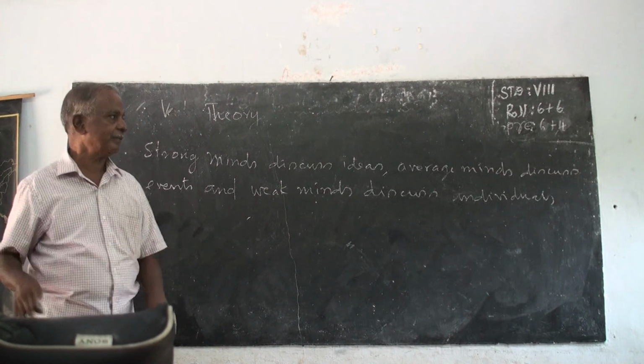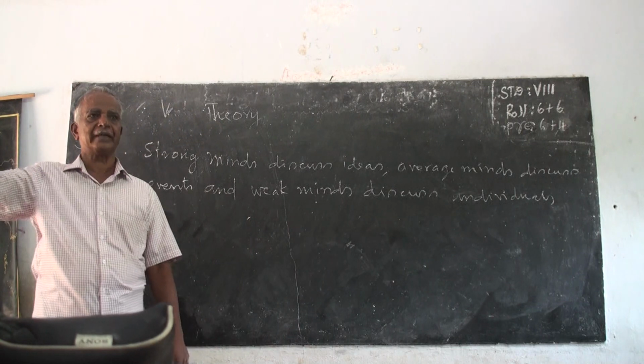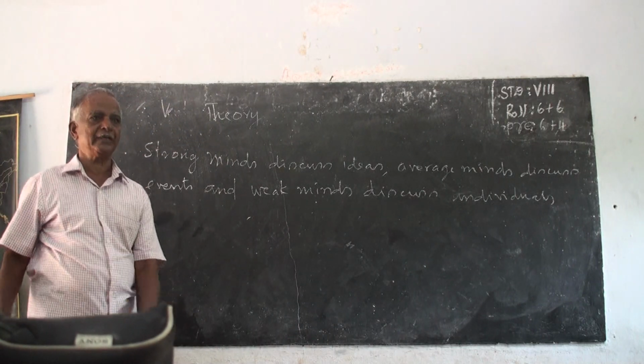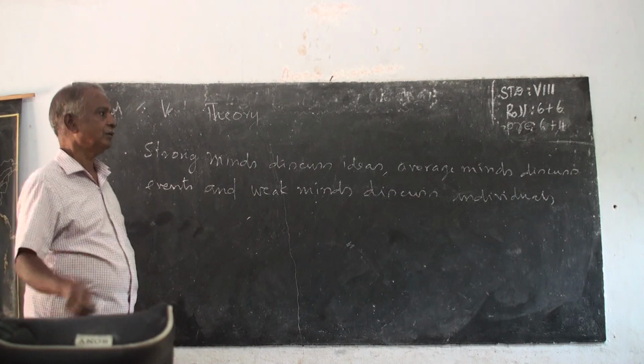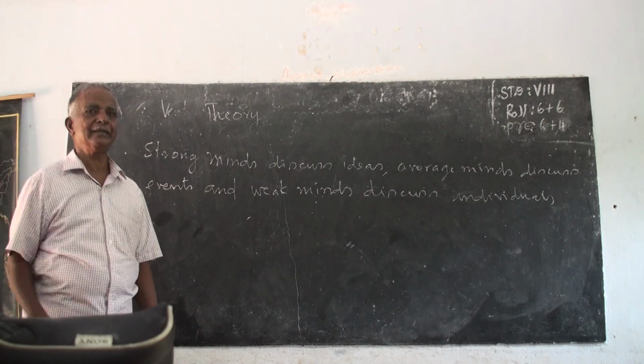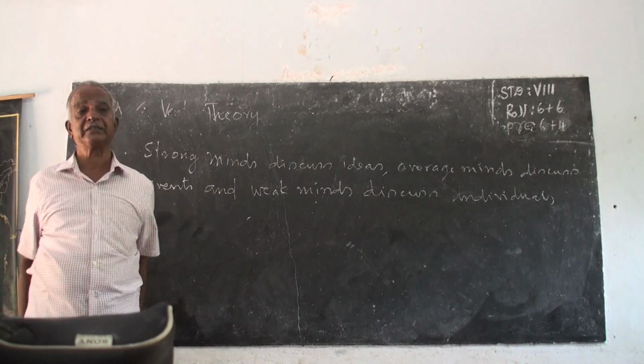Average minds will talk about something that happened today, yesterday, what Narendra Modi did today, etc. If you are a very weak mind, you ask, who is Narendra Modi? Who is someone? You talk about individuals.